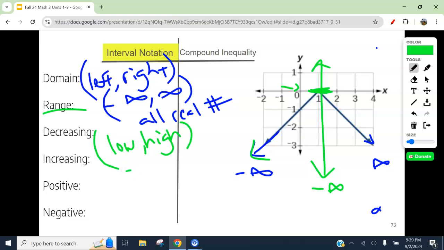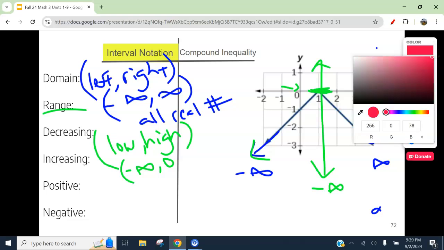So the lowest point was negative infinity. The highest point is 0. We'll never touch infinity, never include infinity. So that's always going to be parentheses. But we actually do touch 0. So for the first time, you'll see me use a bracket.